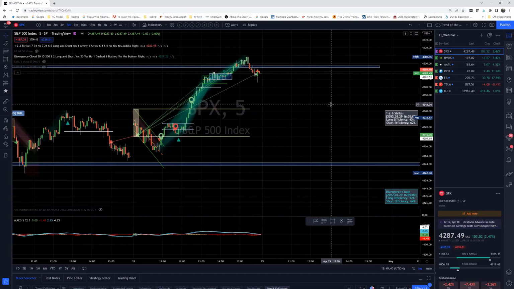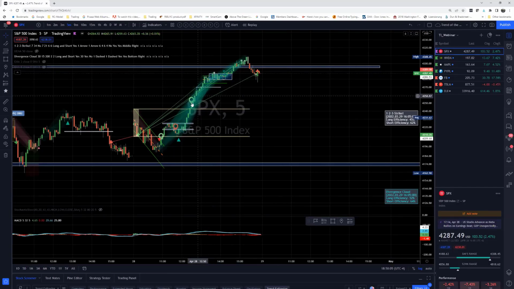We have here roughly 4248, and this one here, roughly here, where I got stopped out, is 4280. So we're talking about 32 points, $32 on a delta 15. That's 16 times 100, so that's $1,600.